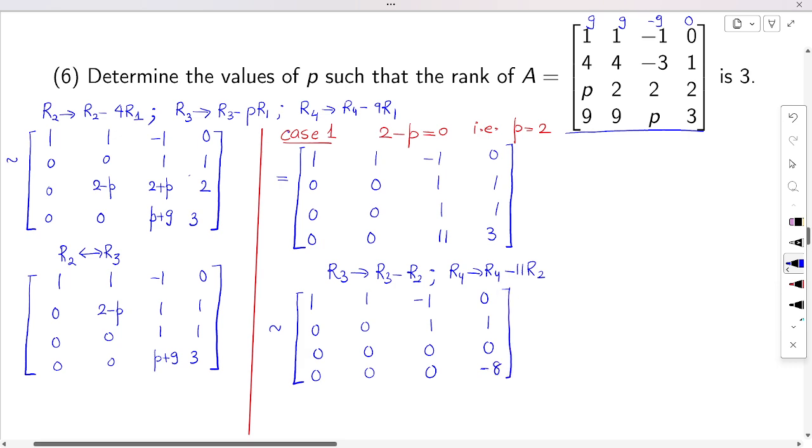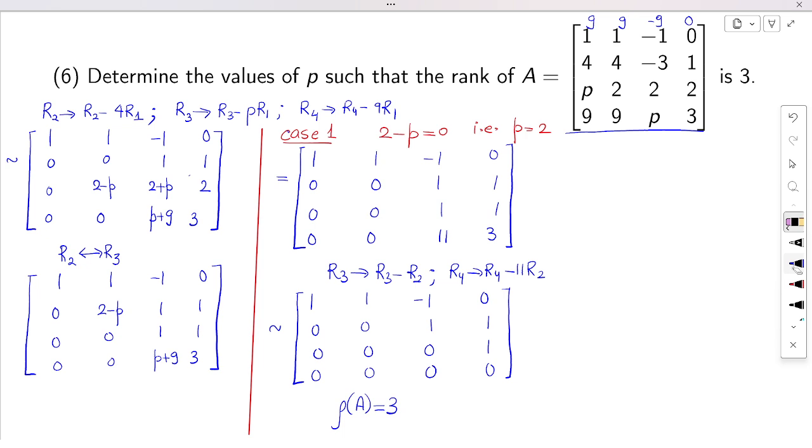And after dividing row 4 by minus 8, I got this entry to be 1, and then interchanging the last two rows, we get this entry to be 1 and this entry to be 0. Now it is in the row echelon form, and the rank of this matrix is 3. What we wanted to find were the values of p so that the rank of this matrix is 3. In this case, when p is equal to 2, the rank is 3. So p equal to 2 is a required value, but there may be some more values of p that make the rank of this matrix 3.